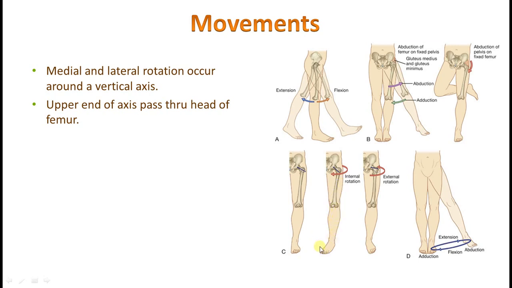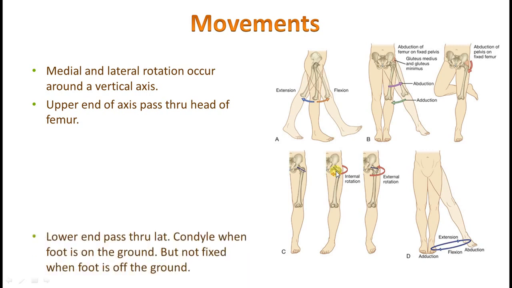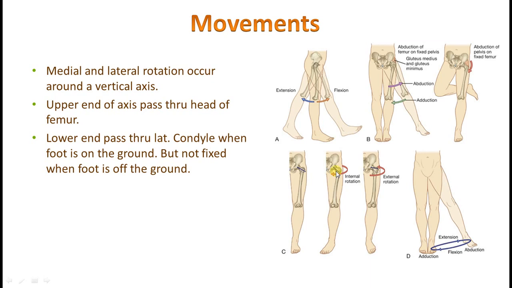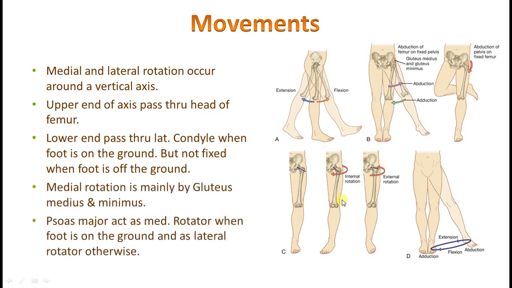The axis keeps on migrating when the foot is off the ground, for the internal or external rotation. For example, when you do internal rotation, the medial condyle goes posteriorly and the greater trochanter is brought forwards. The main structure which brings about the medial rotation is the gluteus medius and minimus.